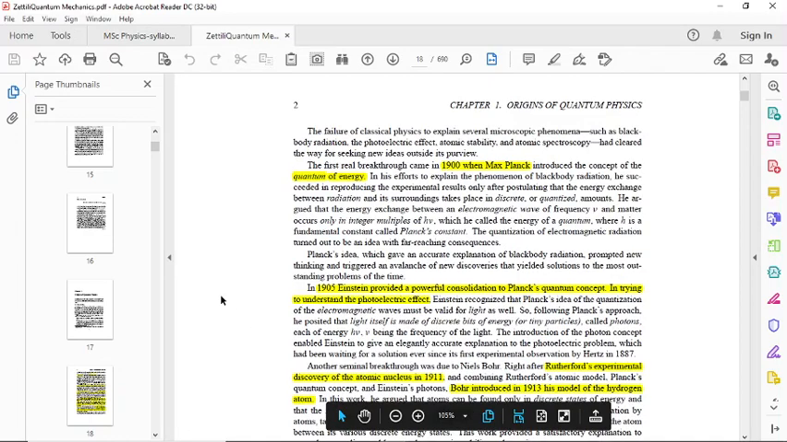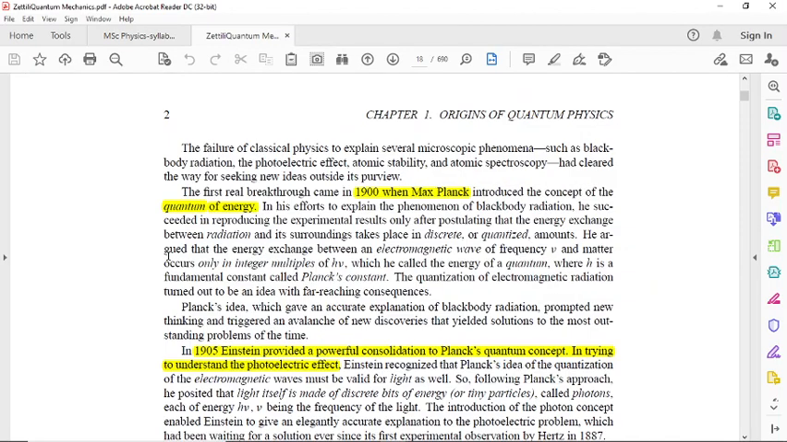Dear students, we already know that we cannot exactly measure the momentum and position of an electron. That means our classical theories fail at the microscopic level. And now we are discussing quantum mechanics, or the behavior of microscopic particles.